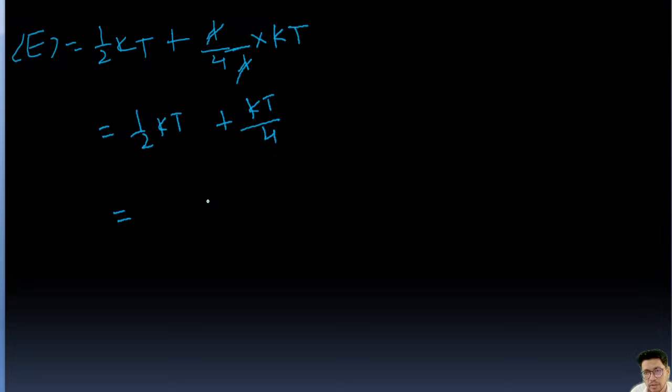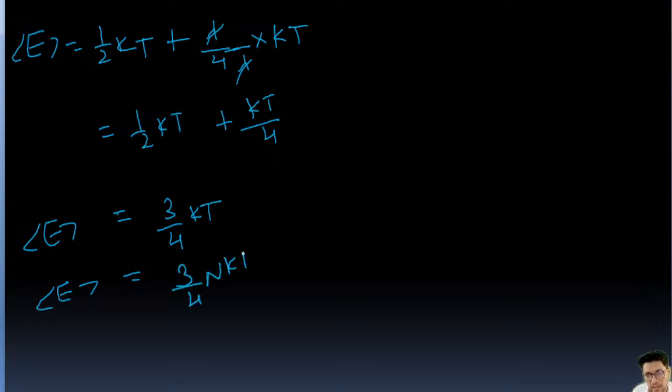So if we solve it, this is going to be 3 by 4 kt, right? Okay. Now this is the total average energy for one harmonic oscillator, right? For n harmonic oscillators, because there are n classical harmonic oscillators, this is going to be 3 by 4 n kt, right?